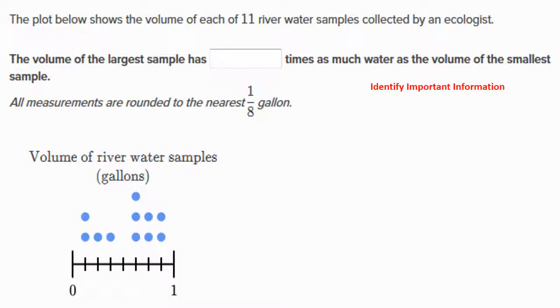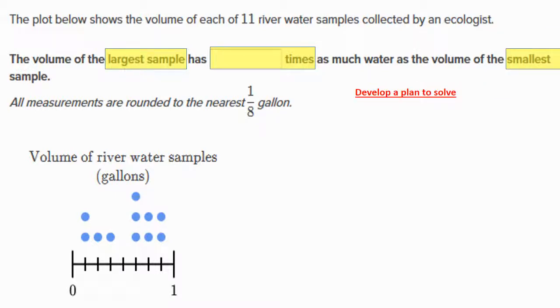Once again, let's start by identifying the important information. So the volume of the largest sample has blank times as much volume as the smallest sample. Now we need to develop a plan to solve. Well, what we can say is that since the largest sample has blank times as much water, we know the small sample times some value has to equal the largest sample.